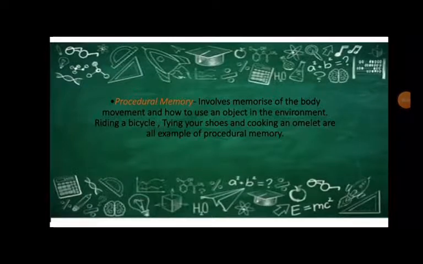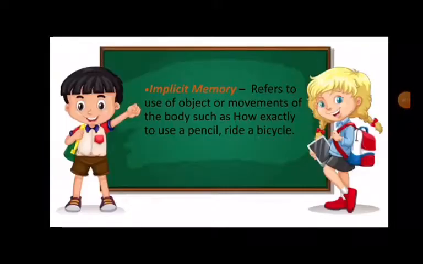Procedural memory involves memories of body movement and how to use an object in the environment. Riding a bicycle, tying your shoes, and cooking an omelette are all examples of procedural memory. Implicit memory refers to the use of objects or movements of the body, such as how exactly to use a pencil or ride a bicycle.